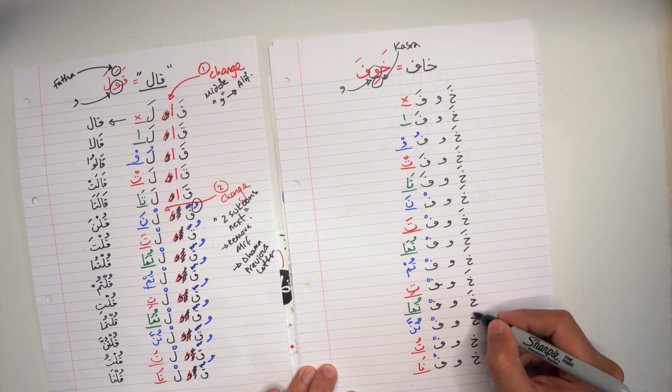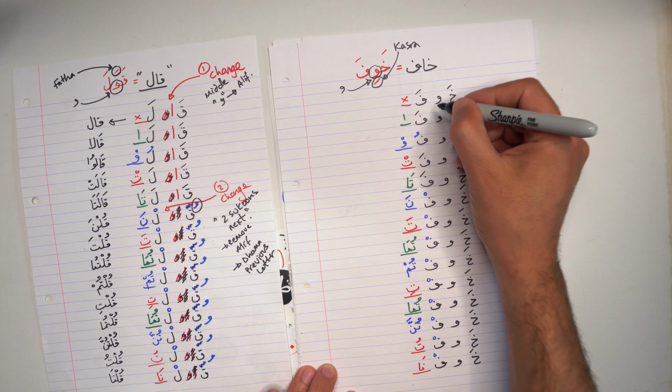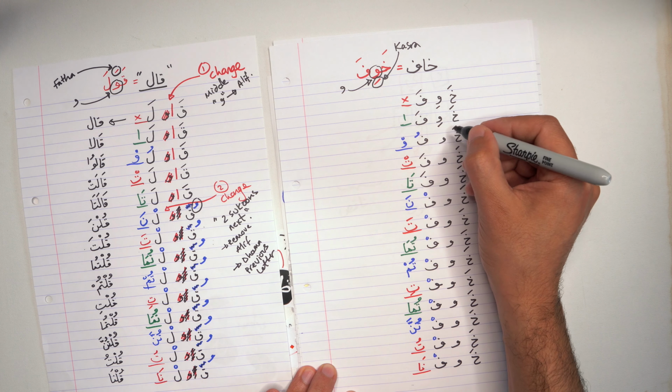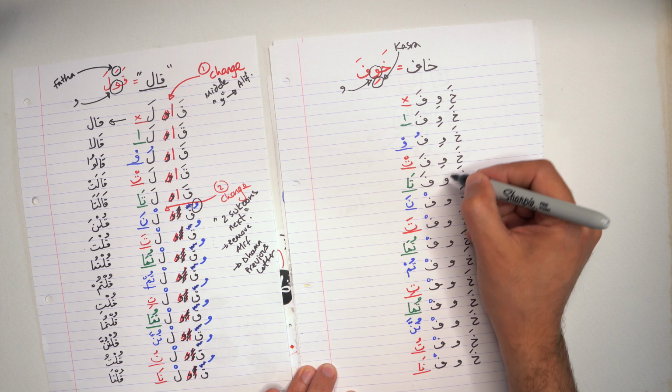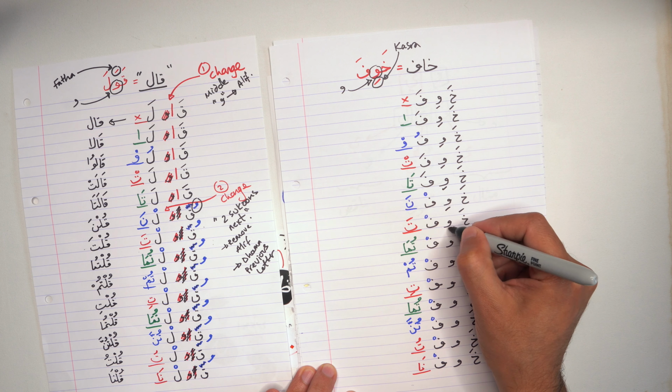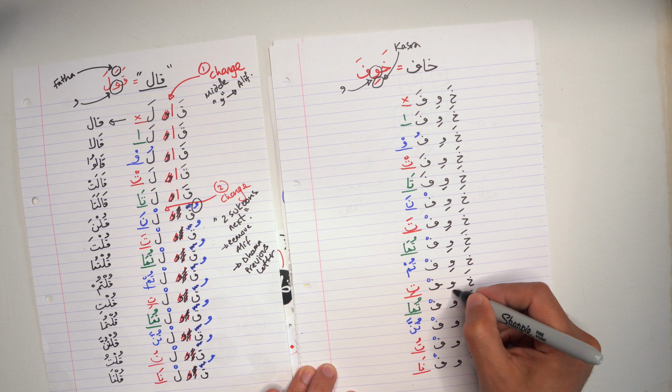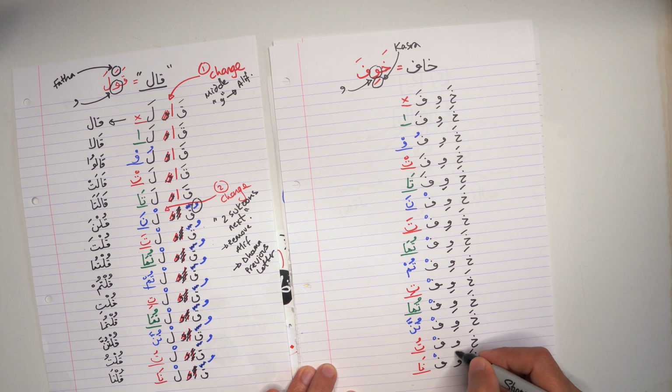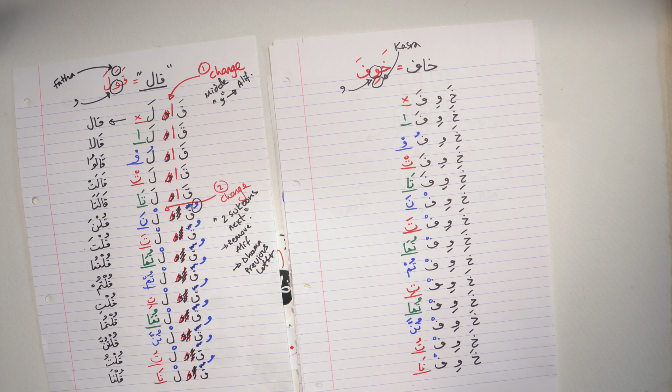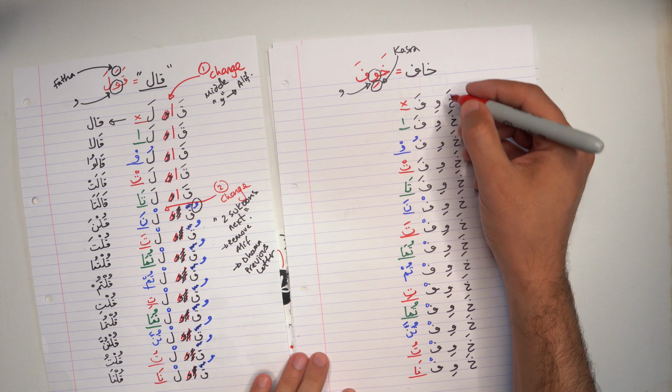And the middle one has a kasra. So khawifa, khawifa, khawifa, khawifu, khawifat, khawifata, khawifna, khawifta, khawiftuma, khawifti, khawiftuma, khawiftunna, khawiftu, khawifna. Right? So the first rule that's going to apply here is the change one, because you have an alif in the middle.